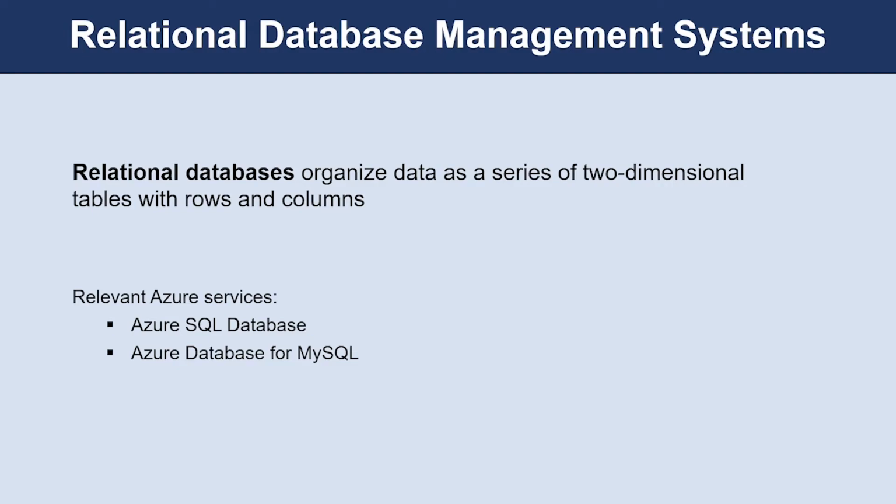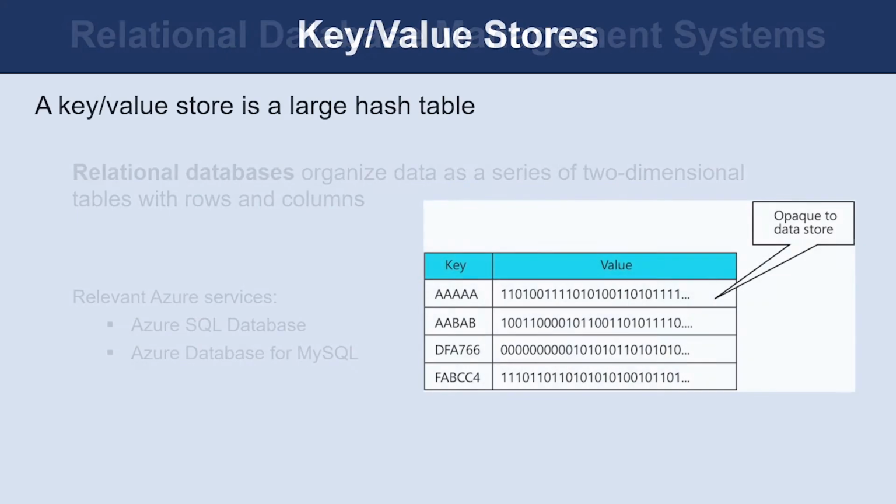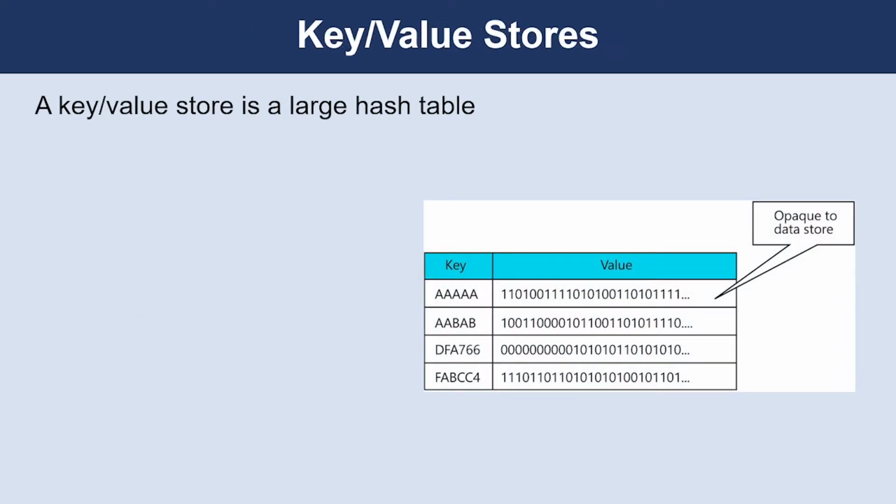An RDBMS is very useful when strong consistency guarantees are important and where all changes are atomic and transactions always leave the data in a consistent state. Some of the relevant Azure services for RDBMS are Azure SQL Database and Azure Database for MySQL. Now let's look into key value stores.